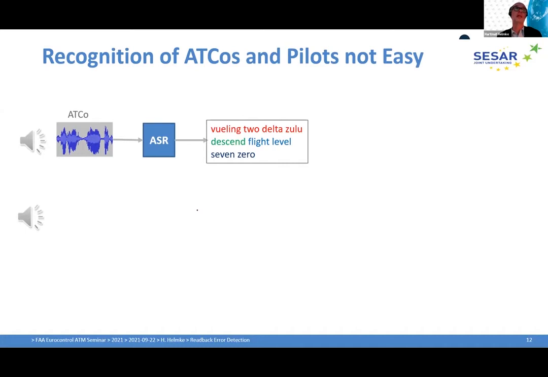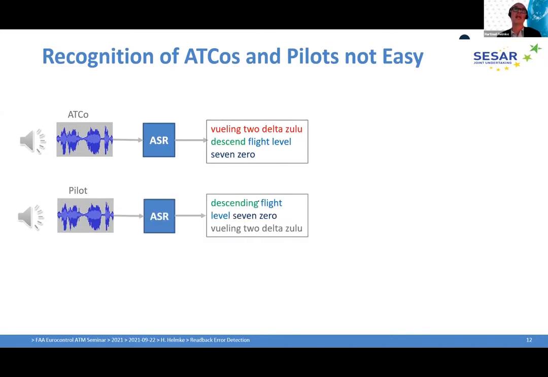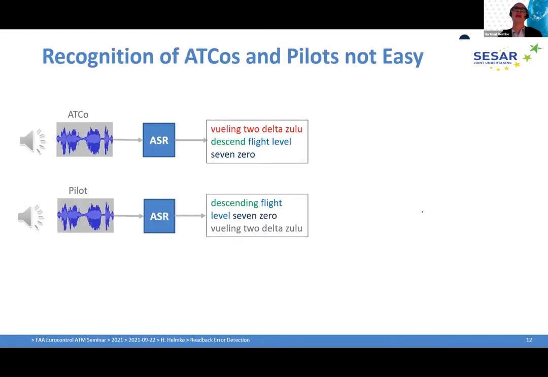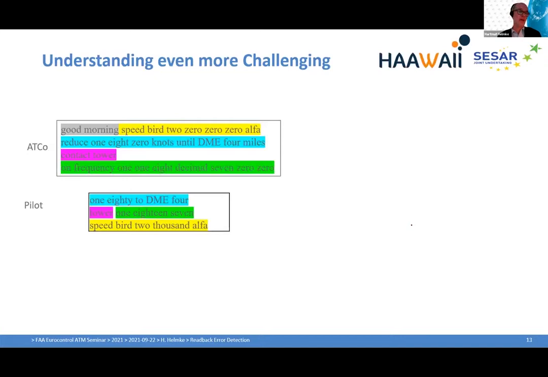And here we have the readback of the pilot: "Descent is level 70, well into Delta Zulu." It was understandable, maybe at least if you're listening several times, but the speech recognizer has only one chance. This was what the pilot has said. Well, in this case, it's easy. It was a correct readback.